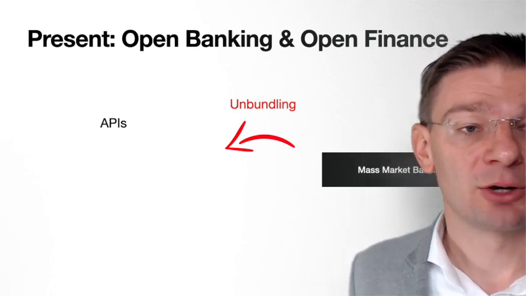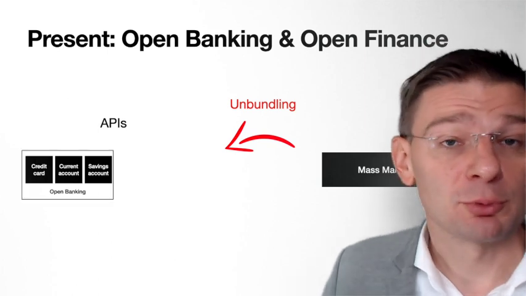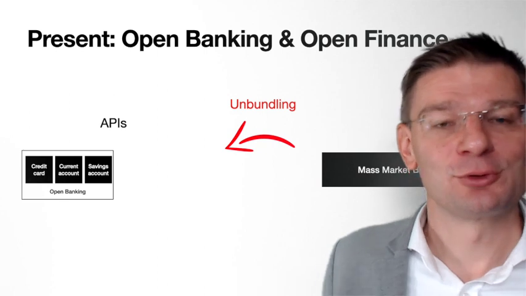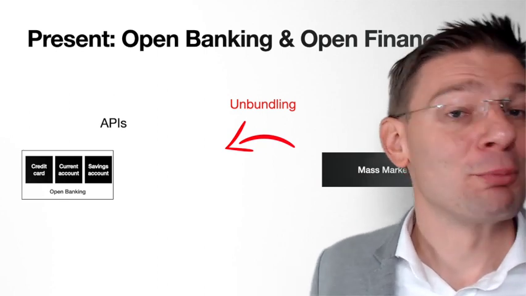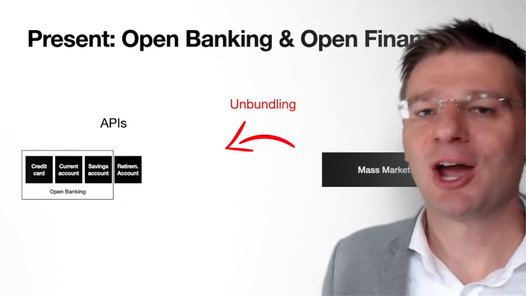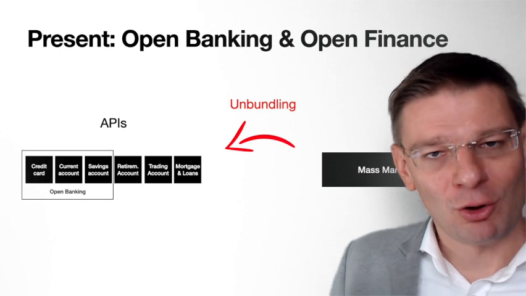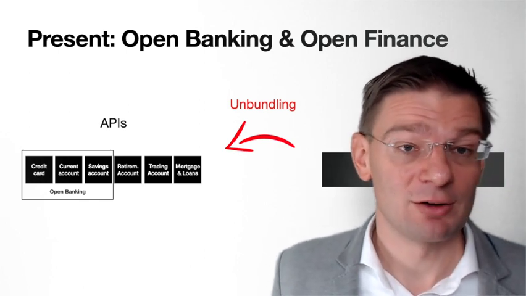You have now a credit card API, a current account API, a savings account API, and that's what we call open banking. Of course, you also have payment associated to those bank accounts. But it continues with open finance, where we now have retirement accounts, trading accounts, mortgage accounts that are also in the process of being unbundled from this mass market banking offer.